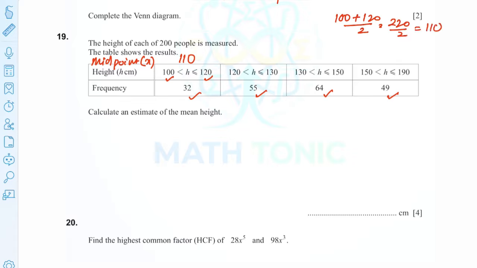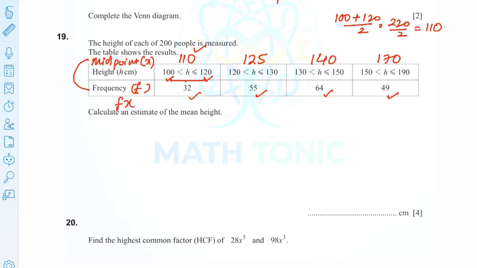See, I got 110. Or else you can see the gap between these two is 20, make it half, which is 10. So 100 plus 10, the mid value is 110. We can do it that way also. Like that, this mid value will be 125, this mid value should be 140, and this mid value should be 170. Got it?